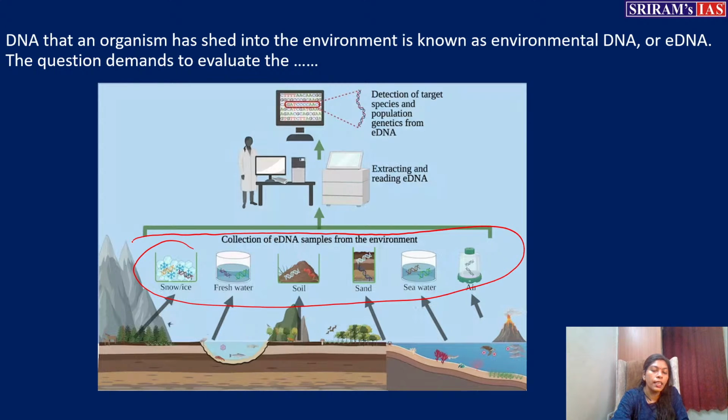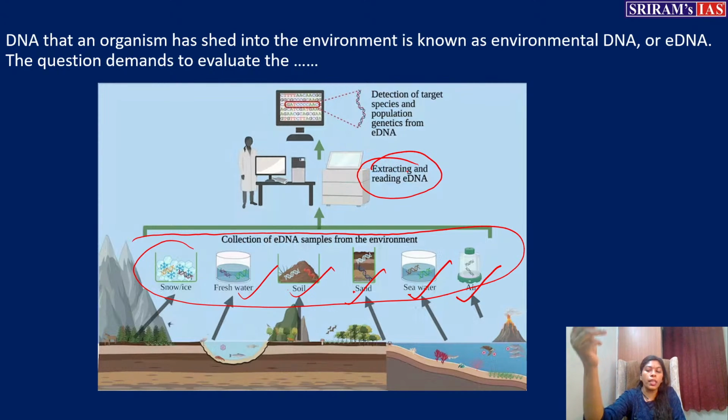This is how eDNA is collected from various places as samples. It can be from snow or ice. It can be water. It can be soil or sand. Then sea water and even air. Now if you sneeze, you can find the DNA floating in the air. This way, they are retrieving DNA from the environment, extracting it and reading it, using it for various purposes.